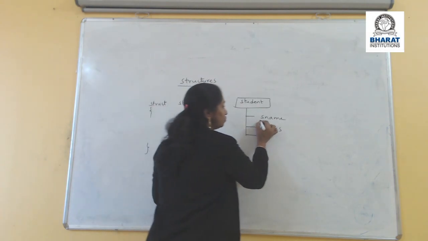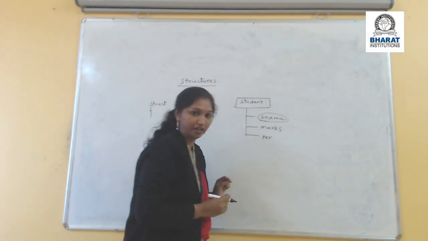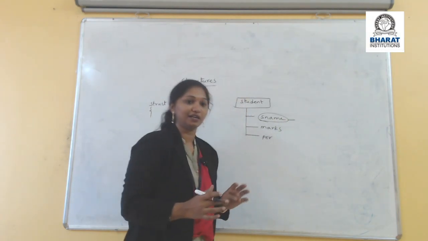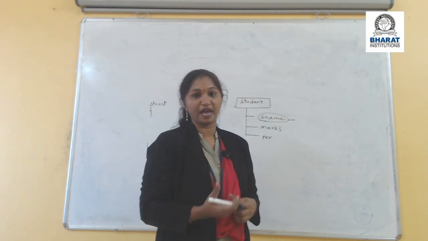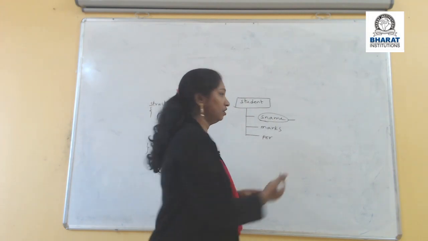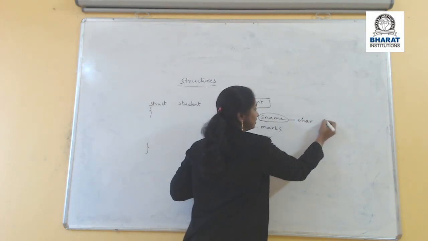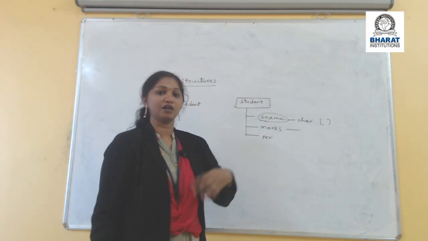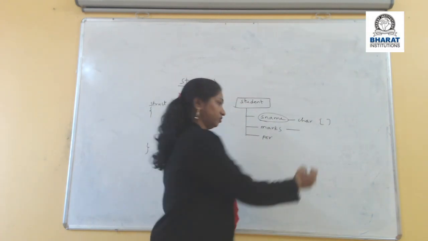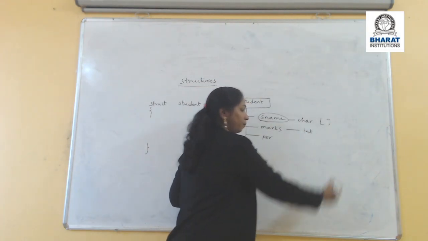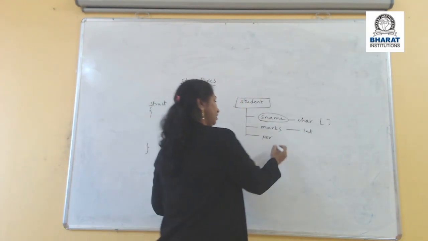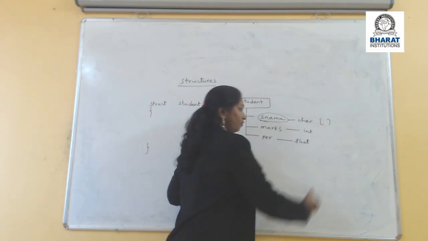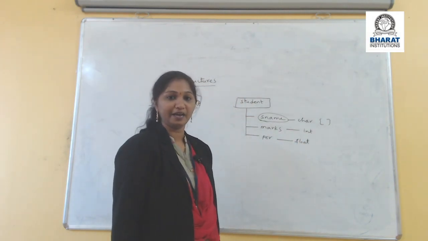First of all, student name. What type do we have to consider? This student name is a collection of characters, nothing but a string, so we have to consider it as a character array. And then marks. Marks obviously is in terms of integers, so we need to select the appropriate type, that is integer. Then percentage. Percentage is in terms of decimals, so we need to select the appropriate data type, that is float.